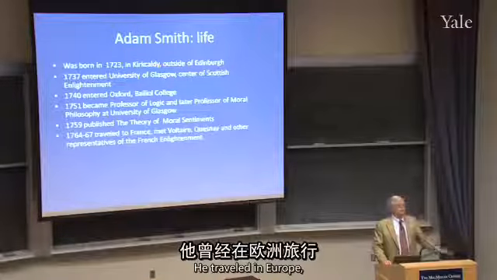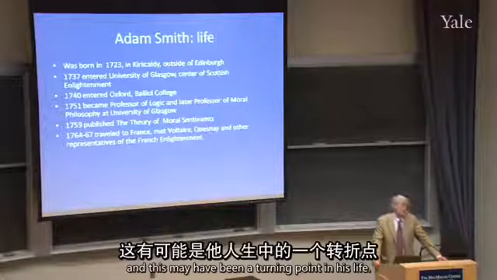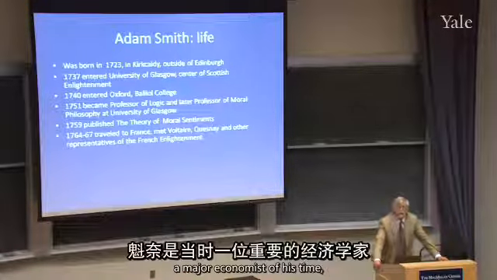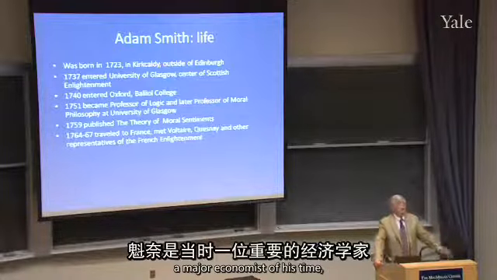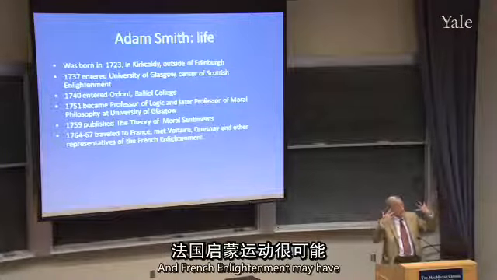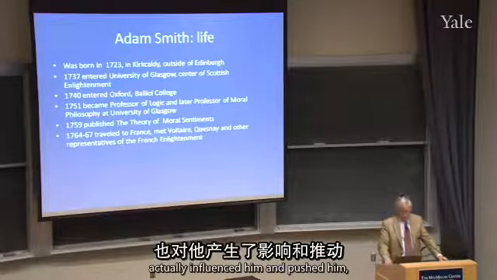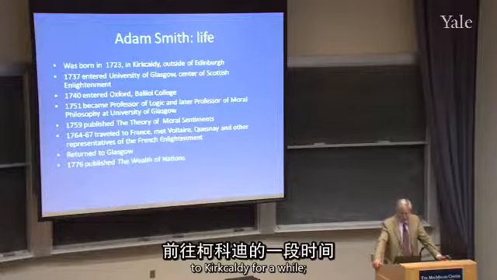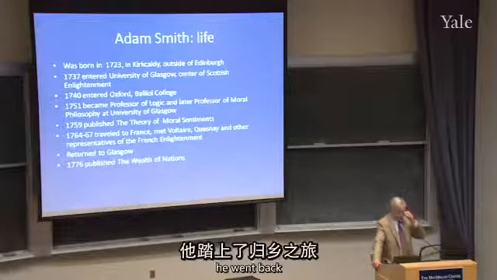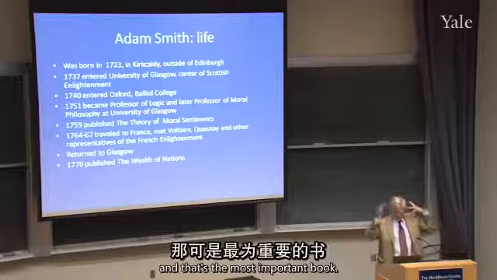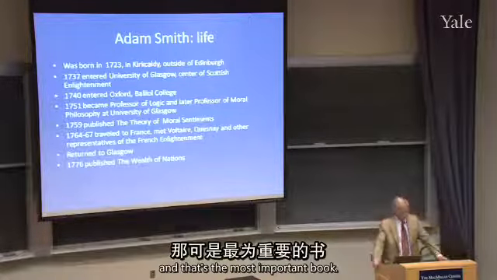He traveled in Europe, and this may have been a turning point in his life. He met Voltaire and Quesnay, major economists of his time, and other representatives of the French Enlightenment. The French Enlightenment may actually have influenced him and pushed him, after his return from Glasgow, to Kirkcaldy for a while. He went back, and that's where he mainly wrote The Wealth of Nations, right? And that's the most important book.